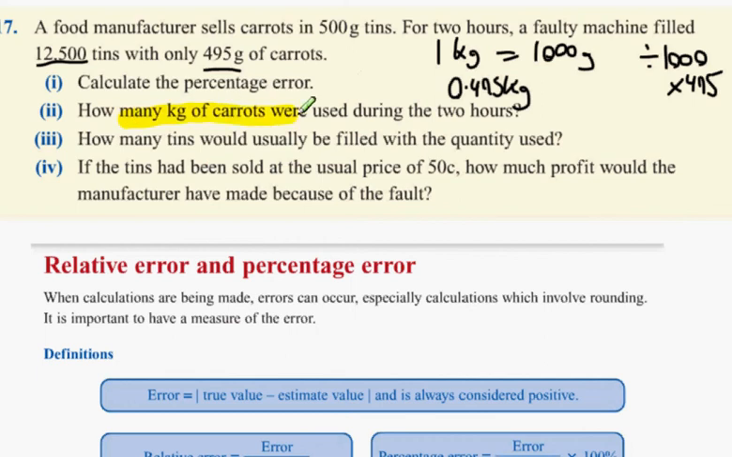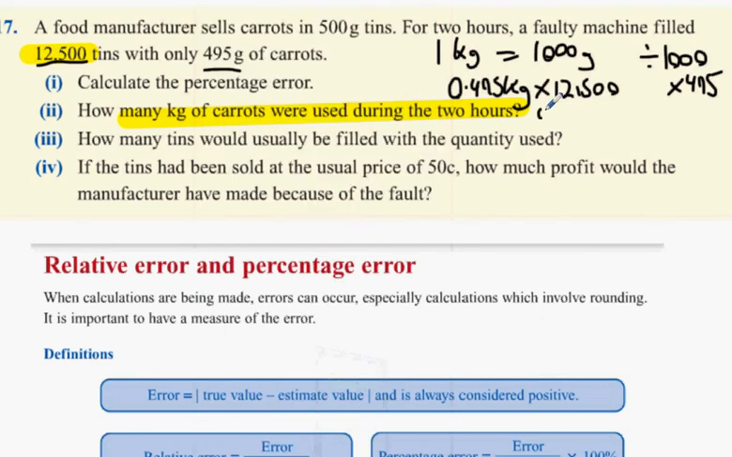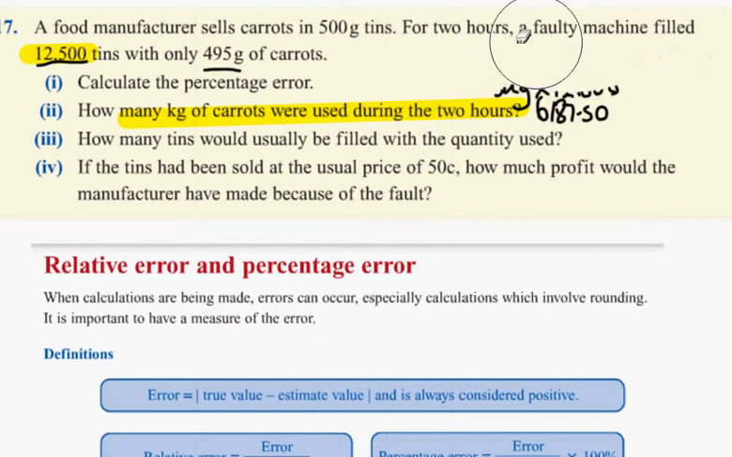How many kilograms of carrots were used in the 2 hours? How many tins did we make? 12,500. 12,500 gets multiplied by how many kilograms per tin? 0.495. So 0.495 multiplied by 12,500, and you get 6,187.5. So 6,187.50 kilograms were used.